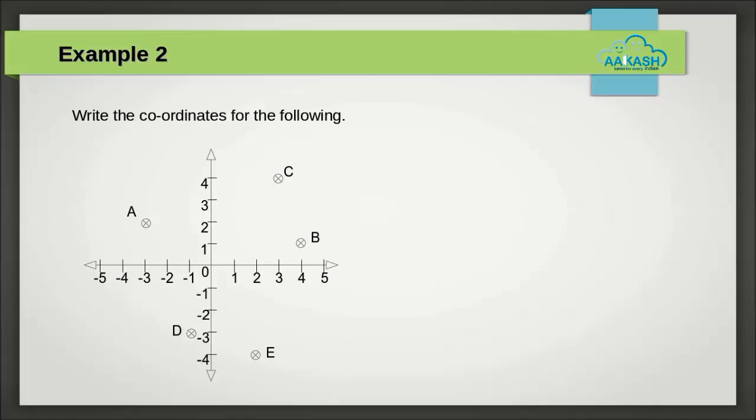For example, if we drop a perpendicular from E to x-axis, it intersects at 2, as you can see in the figure, and the perpendicular from E to y-axis intersects it at -4. Hence, the coordinates of E would be (2, -4). Following the same procedure, we can find the coordinates of all the other points. Here are the solutions for your reference.